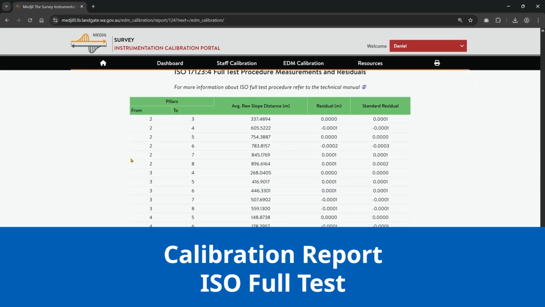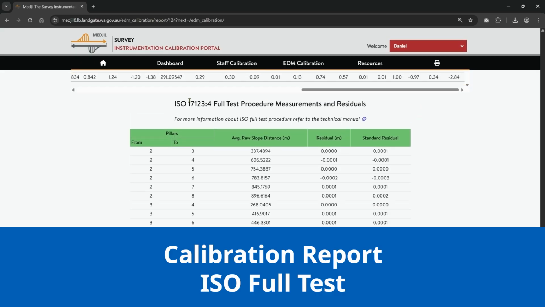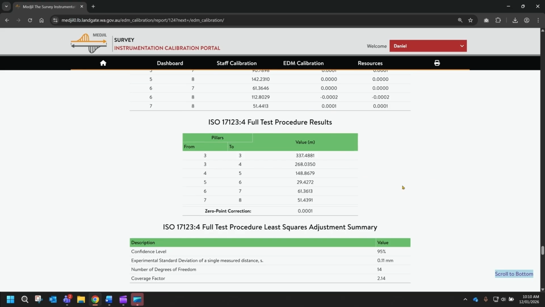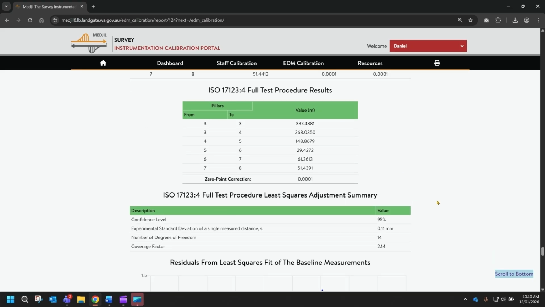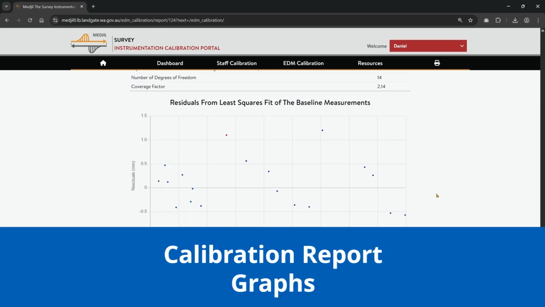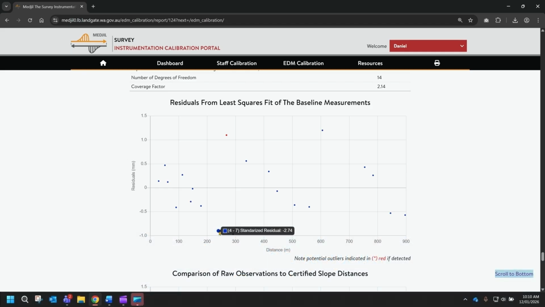Next, we have the ISO full test procedure. For more information, look at the technical manual. For most users, this is probably going to be beyond the scope of what you want to look at. The full test results, the full test procedure least squares adjustment. Then we have the residual from the least squares fit of baseline measurements, which we've also looked at a little bit already. This can just help you identify outliers and identify observations that have big residuals.